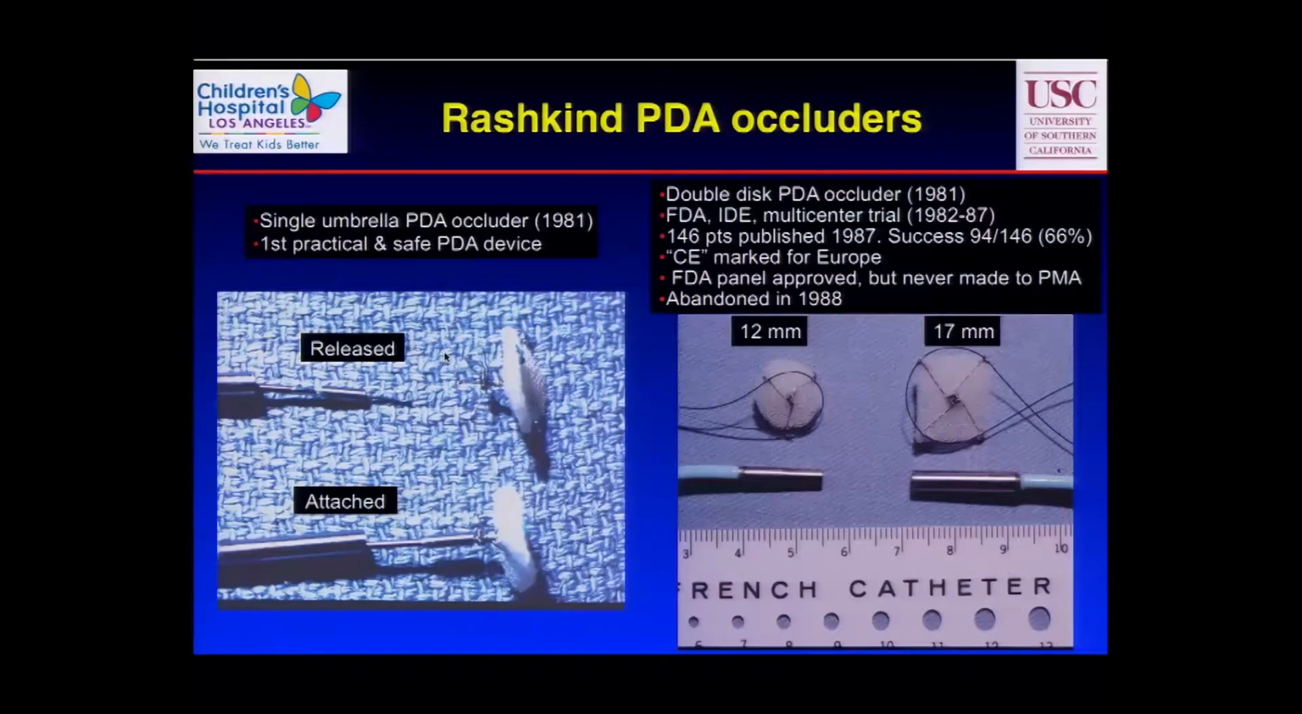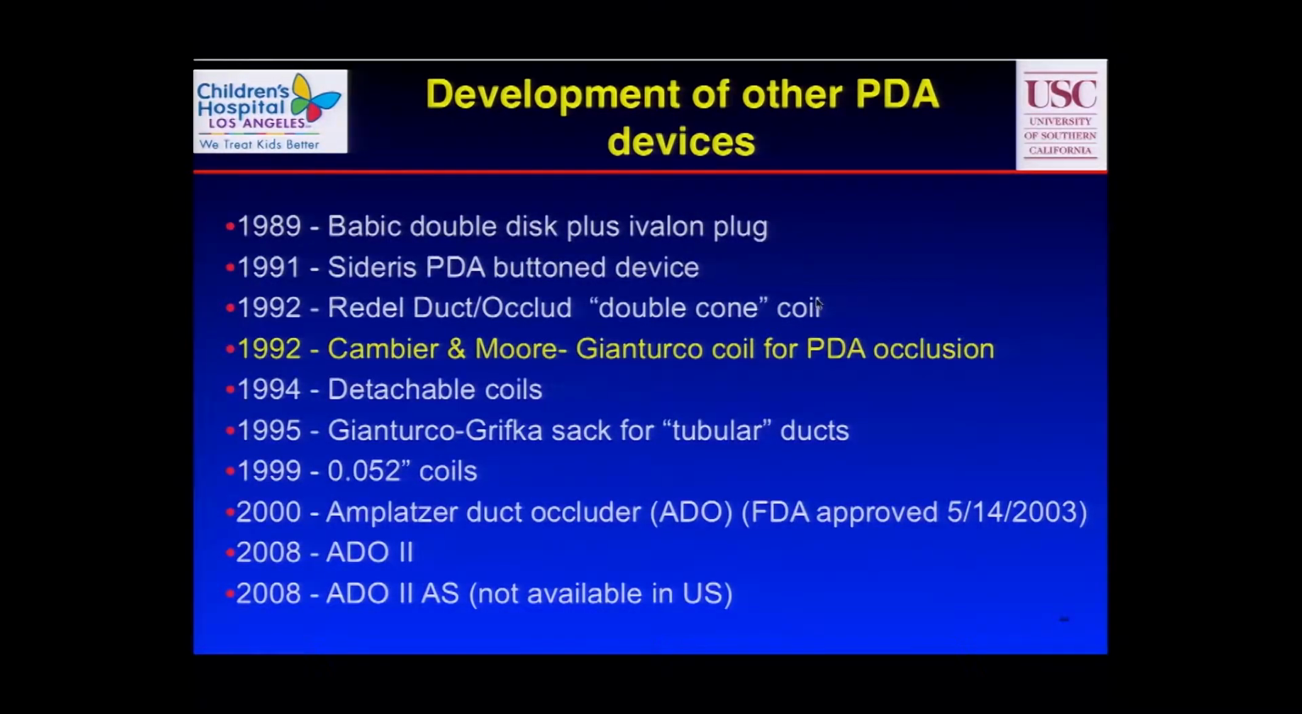The double umbrella device came along in 1981, and as we mentioned, became approved in Europe and also in 1988 by the FDA. More importantly, the coil came into use in 1992. Now, I remember I was a fellow at that time, and it was a great new thing at that time, because the coils were developed in 1975 by Gianturco for vascular occlusions. But Dr. Moore in San Diego came up with the idea of using that for PDAs. And again, I think many of us still use it to this day.